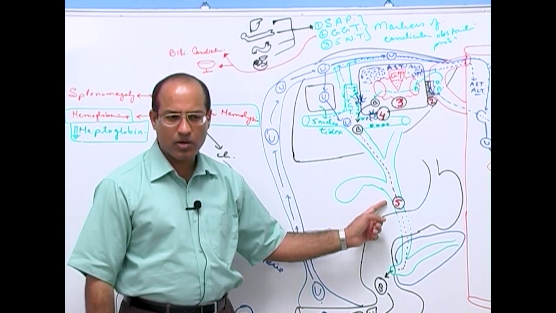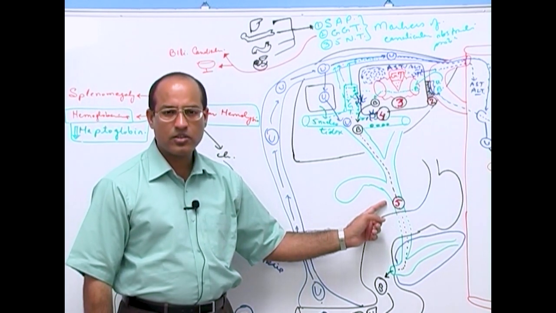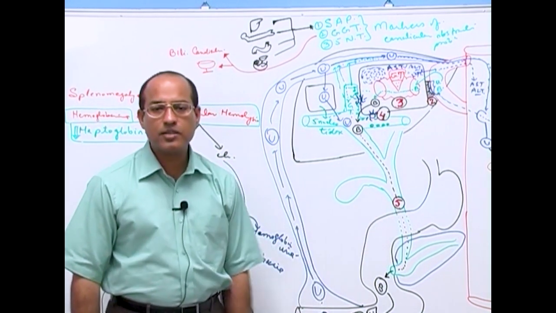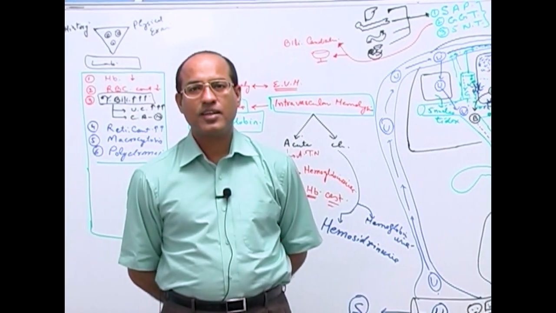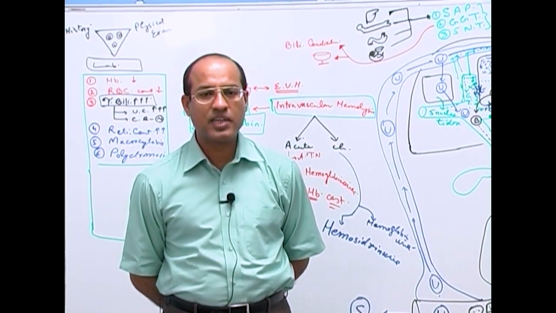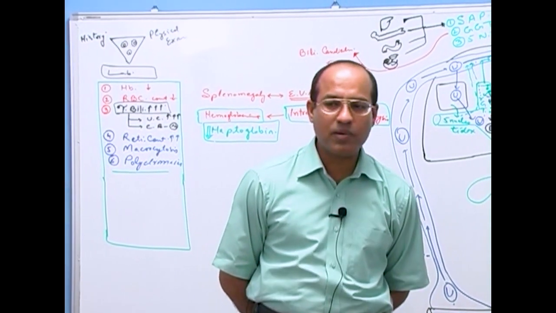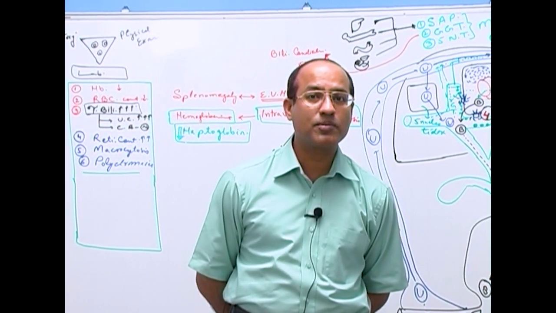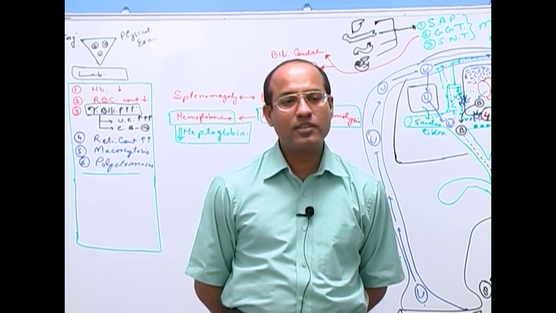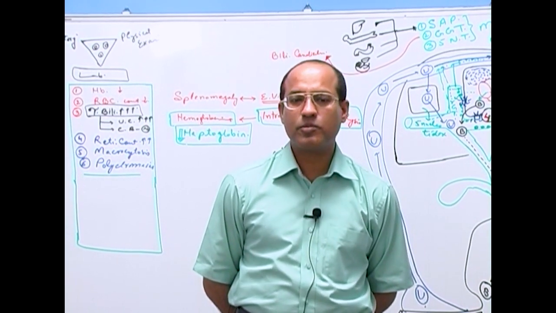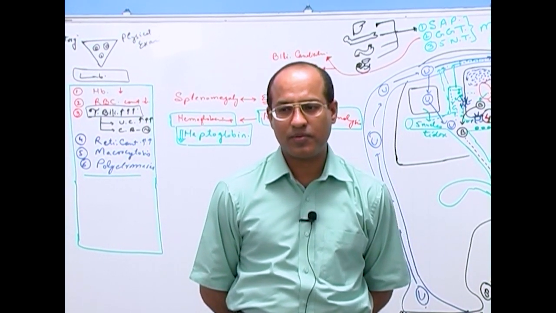Very easy way to rule this out. What do you do? You inject the person with vitamin K, wait for 24 hours, and again check the prothrombin time. If it is normalized, then it was due to deficiency of vitamin K, right? And if it is still prolonged, it means synthetic functions of the liver have gone down, right?